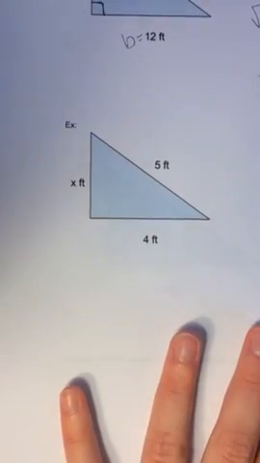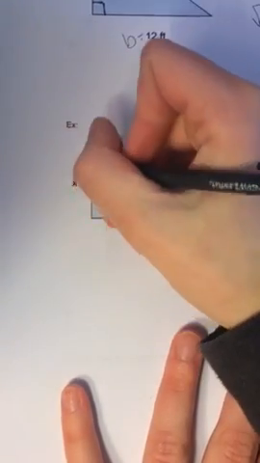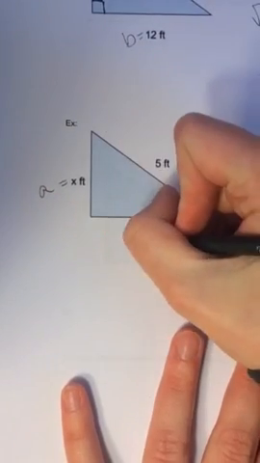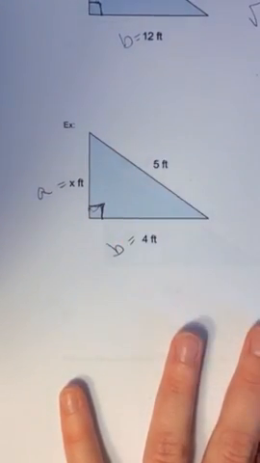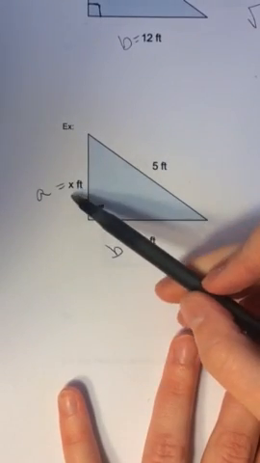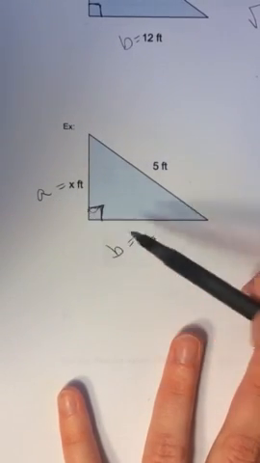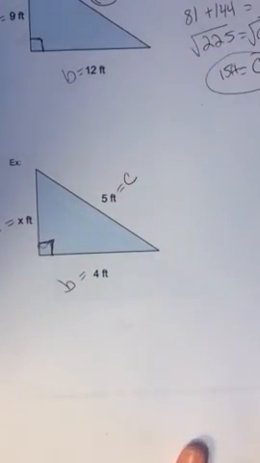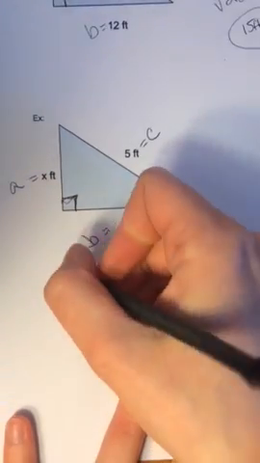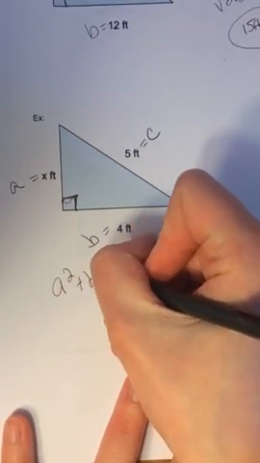Again, this one's a little different because we're solving for a different side length. Again, I'll just call this one A and this one B, because again, I didn't label it here, but this is a 90-degree angle. It doesn't matter. Again, I could call this one B and this one A. I'll still get the same answer. And 5 feet is C, because it's the hypotenuse, it's the longest side, it's across from the 90-degree angle. So again, I have my formula, A squared plus B squared equals C squared.